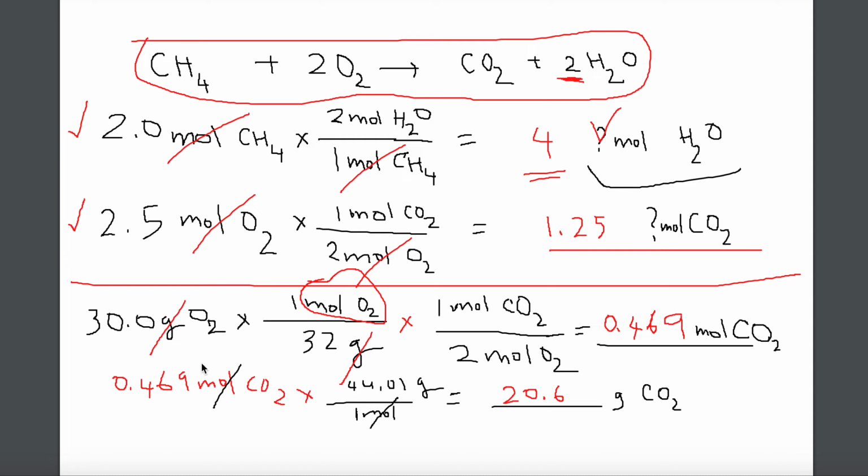If you're given gram to start out with, you want to convert to mole first before you set up that ratio. Okay, and then when you get the moles of the product, you can convert that to gram by multiplying with the molar mass.